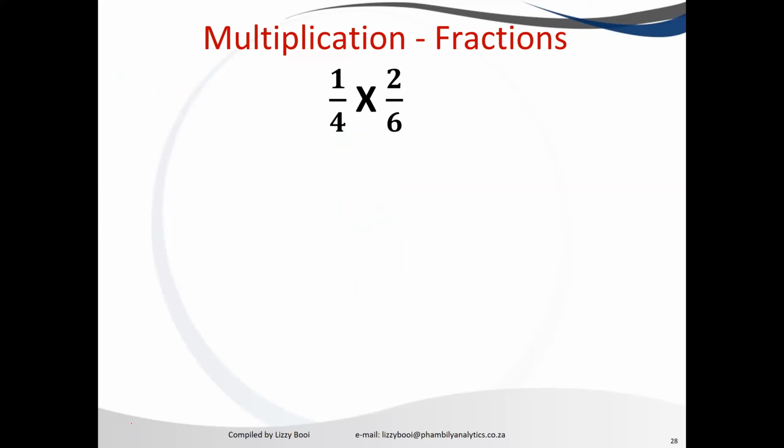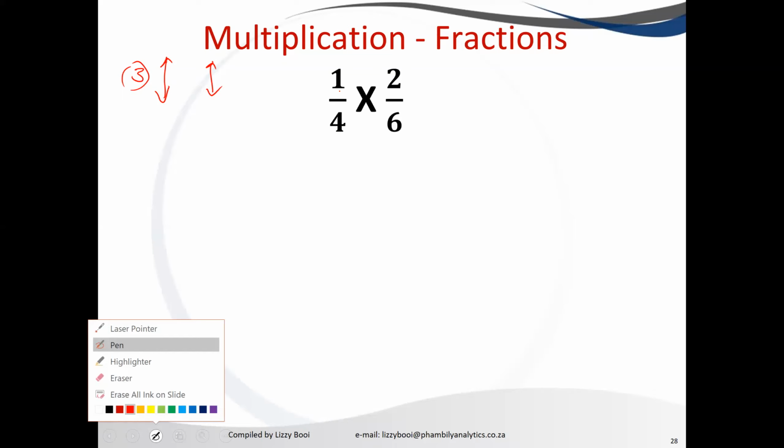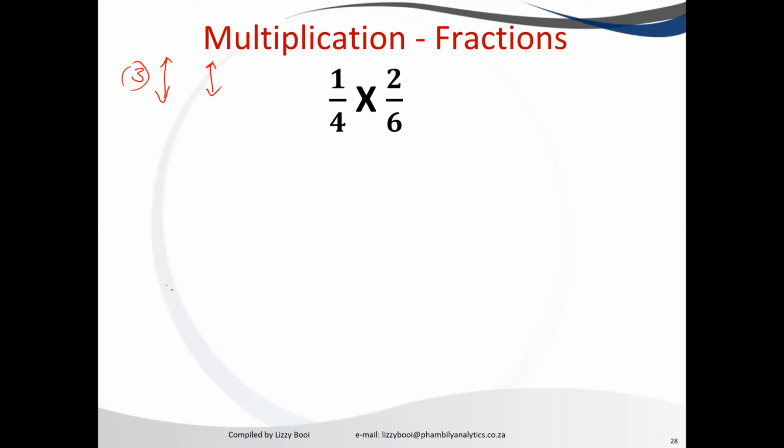The last one: simplifying multiplication can also happen in another way. Option number 3 is to simplify first up and down, numerator with denominator, and you can do both numerators with denominators. How do we do that? Same applies here. 1 can go into 4, it doesn't matter because 1 goes into 1 1 time, so it still remains the same. But 2 can go into 6 as well. So 2 goes 1 time into 2 and it goes 3 times into 6.